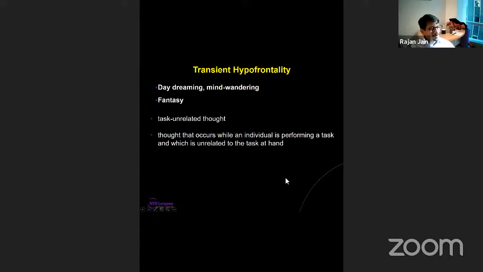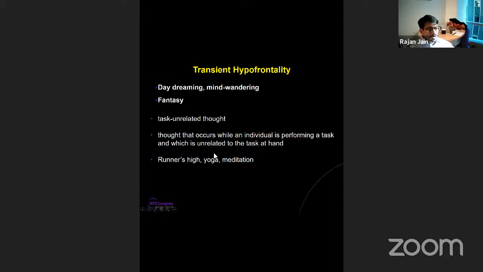And as I said, I usually ask my trainees, what is transient hypofrontality? It actually means daydreaming, mind wandering, fantasizing, but in a positive manner, right? Not thinking about a lottery ticket you're going to win. It's also known as task-unrelated thought, the thought which occurs while an individual is performing a task and which is unrelated to the task at hand. For example, we already know about runner's high, people who get high with yoga, meditation, relaxing with those techniques. These are all examples of transient hypofrontality and mind wandering to some degree.